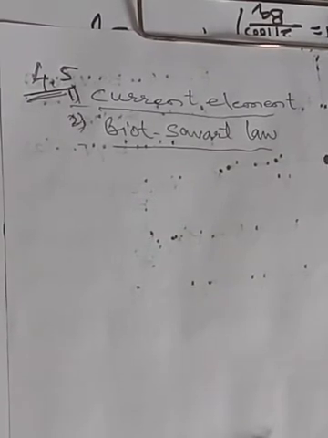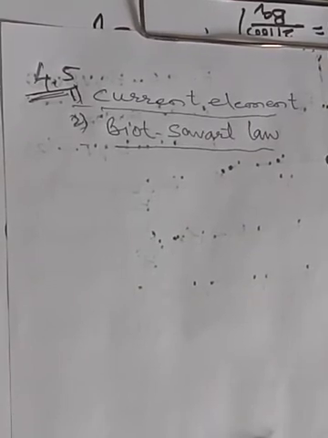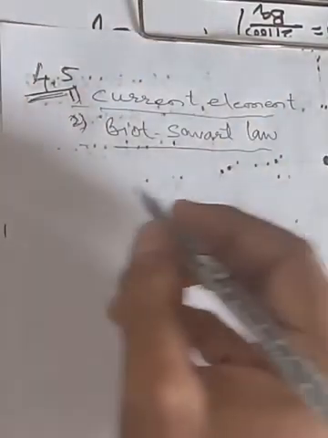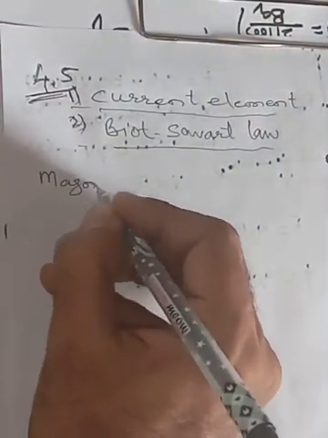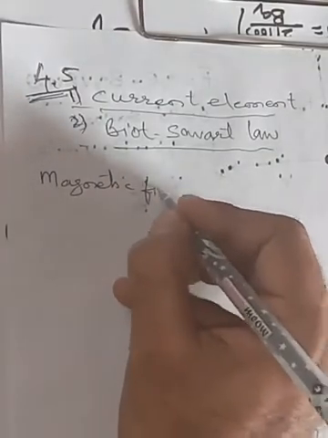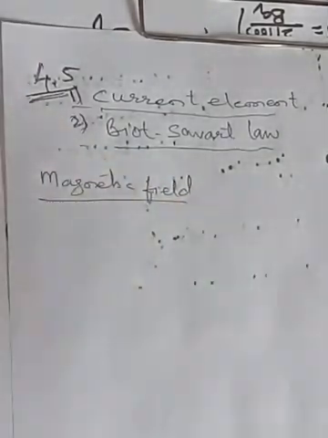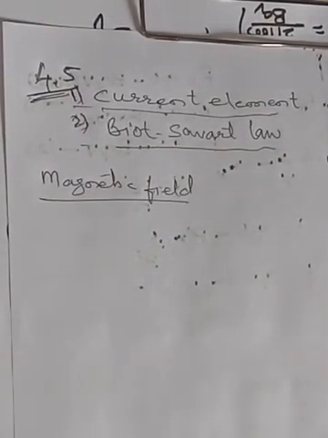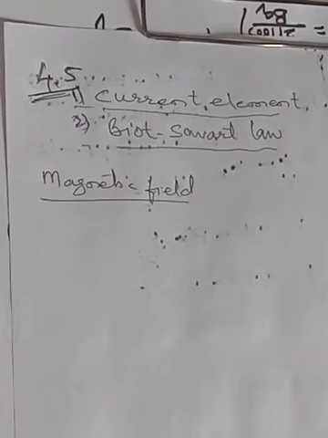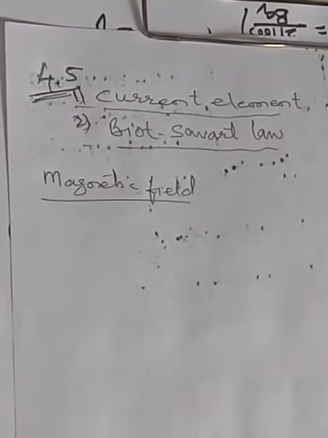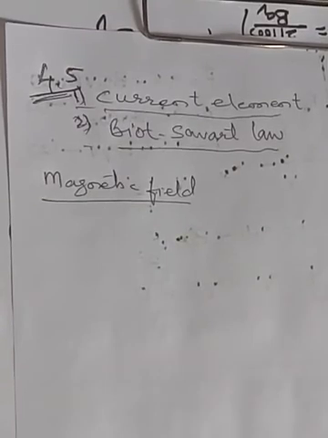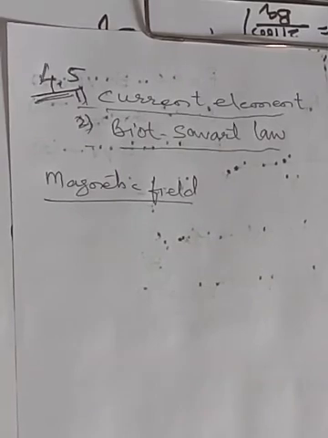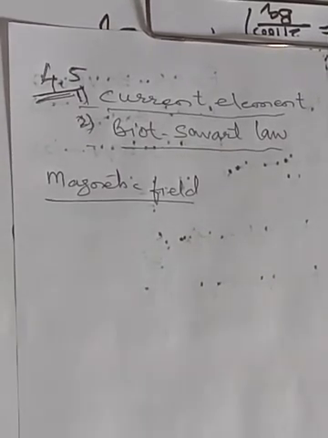Now what happens if current is flowing through the wire? We know that a magnetic field is produced. If it is asked to find the magnetic field at a particular point due to a current carrying wire, then for that case this Biot-Savart law is used. This law was made by two scientists. The first scientist is Biot, the second scientist is Savart. These two scientists have designed this law.